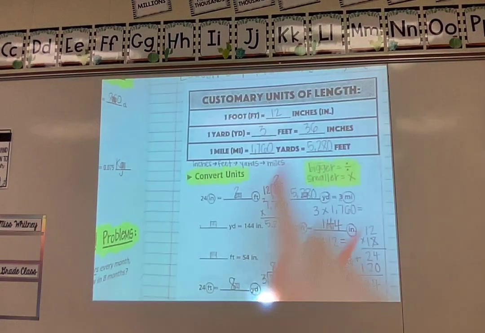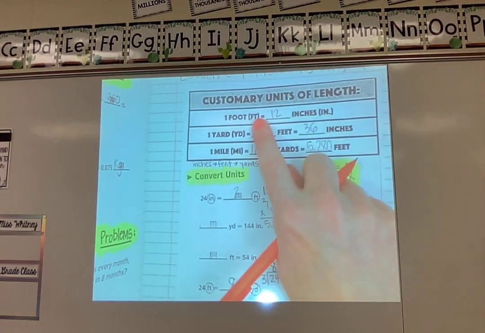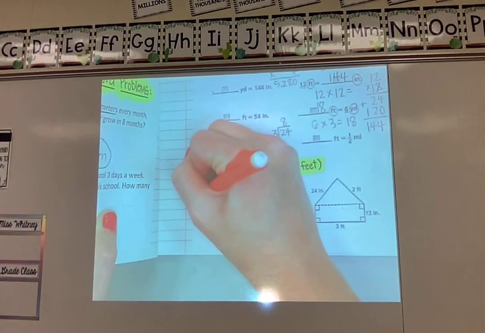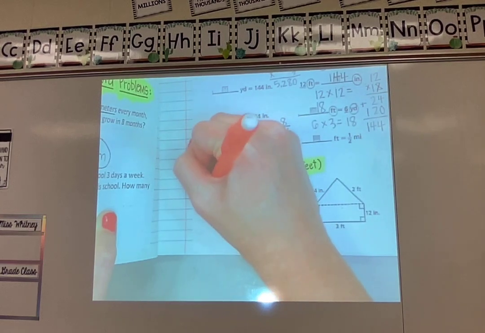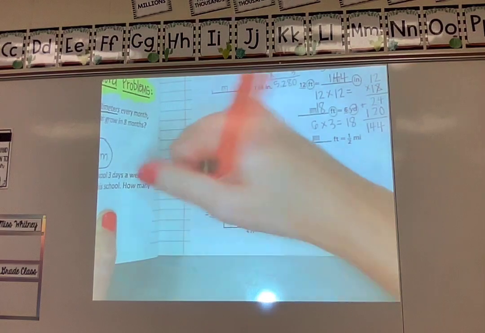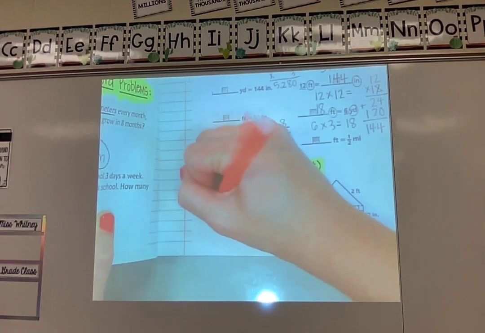Inches to feet. There are 12 inches in 1 foot, so I need to divide by 12. That is a multiplication fact if you know your 12s. Otherwise, you would work it out and you would get a 3. So this side is 3 feet long. Then I'm going to cross out where it has the inches because I have just converted it and changed it over to feet.